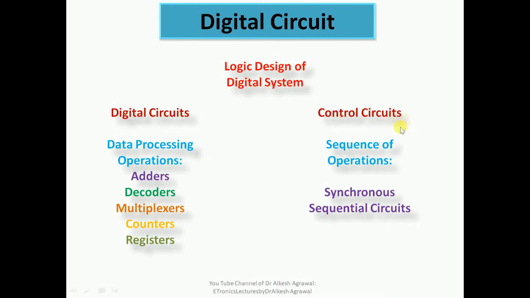So, a digital system has digital circuits that are mainly used for data processing operations, as well as a control circuit that is mainly used to control the sequence of operations, which includes synchronous sequential circuits. So, in brief, the digital system comprises digital circuits as well as control circuits.